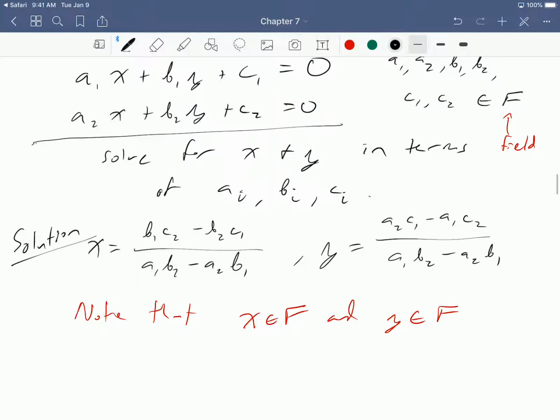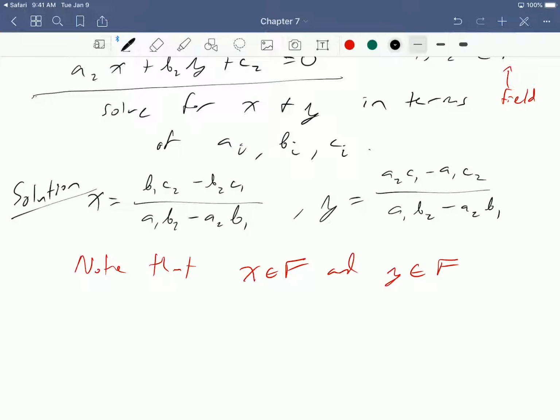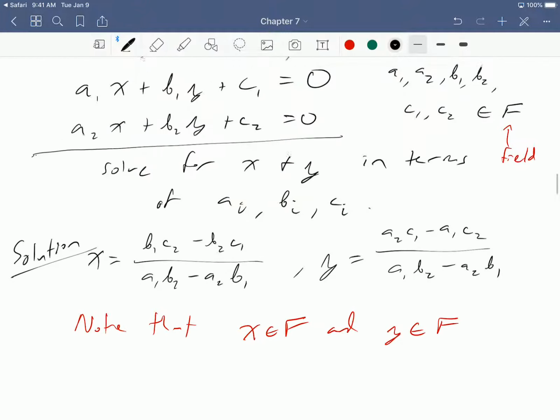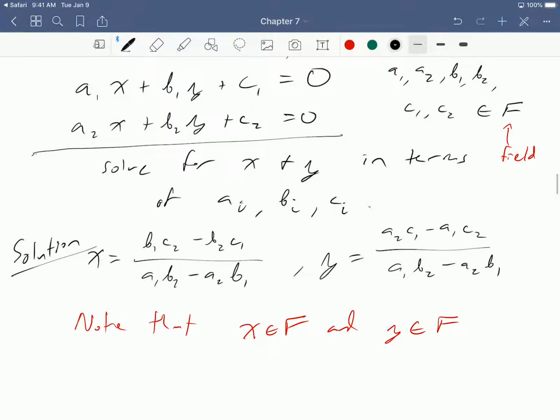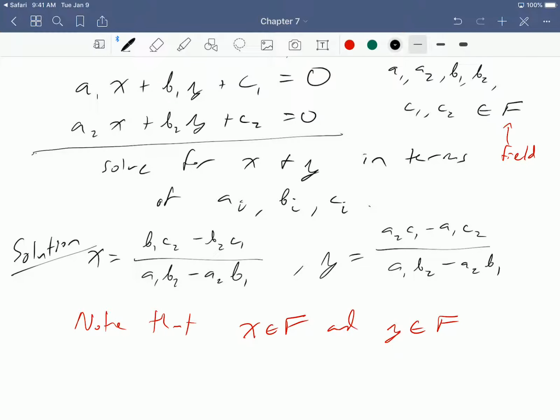Okay. So x and y are in F, and so if we take two lines that have rational coefficients, what we learned is that the intersection point also has rational coordinates, which is kind of interesting. So that means when we took these lines that we knew we could construct, what we got was a point that we already knew we could construct.